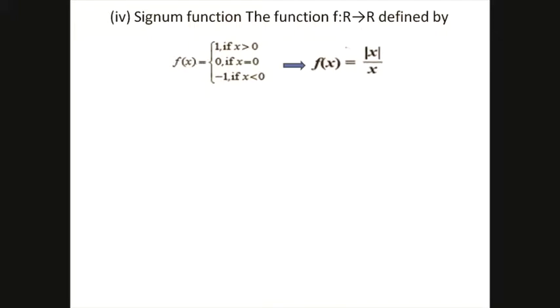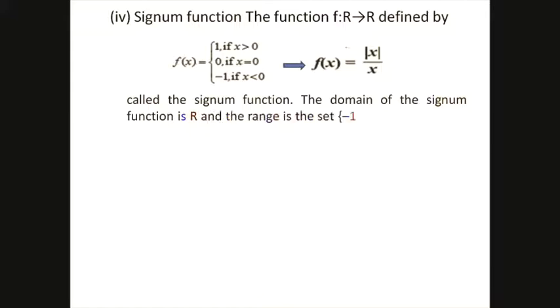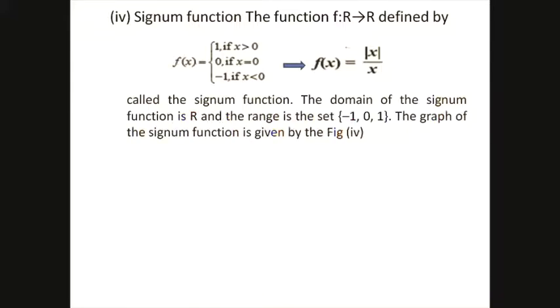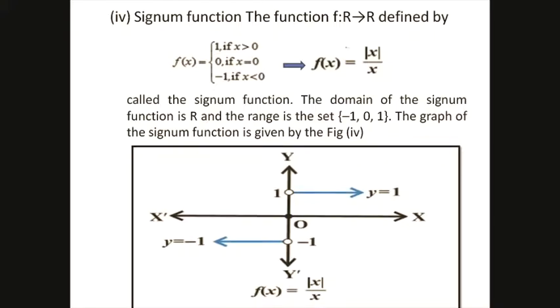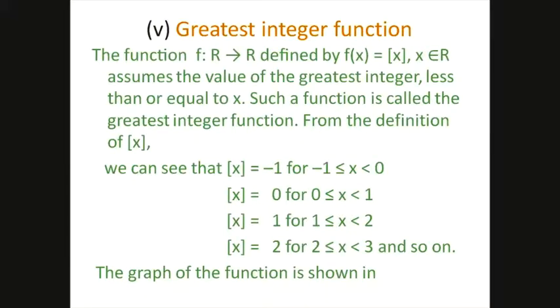So now let us draw the graph, but before drawing the graph, let us think about the domain of this function. Its range is {-1, 0, 1}, and the graph of the signum function is given by figure 4. See, this is the graph. For all positive values of x, it has the same value y = 1, and for all negative values of x, it has y = -1, and at 0 it is 0. This is the signum function.